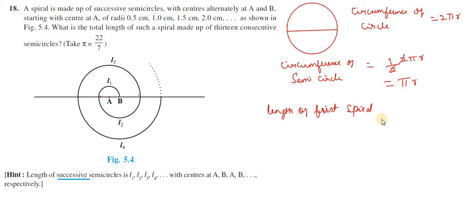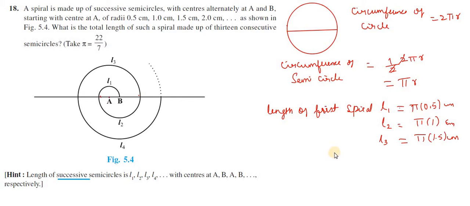Okay, so now the length of the first spiral, you can take it as L1, which is equal to, we know that a semicircle is pi into r. The r value is nothing but 0.5, because for the first it is 0.5. Then similarly for the length of the second spiral, L2, which is equal to pi into 1 centimeter. And similarly for the third, L3, which is equal to pi into 1.5 centimeter. So like this it keeps on going.